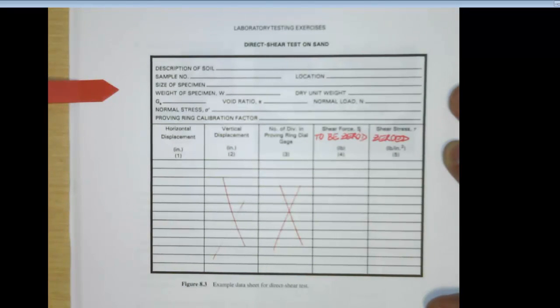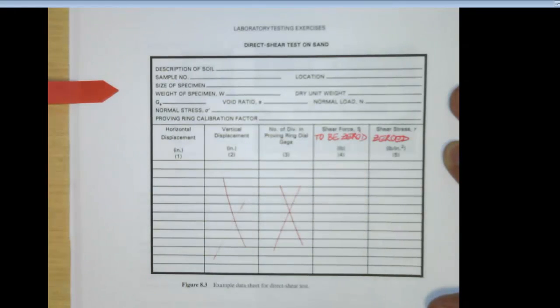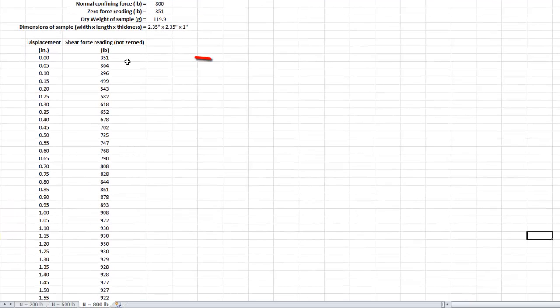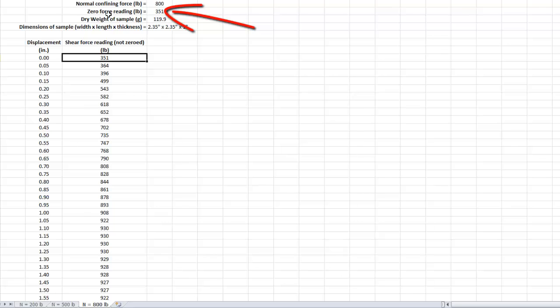A few things to note. The very first one, which is a very important one, the shear force that's required to be inputted here for the purposes of calculating the shear stress, well, this shear force needs to be zeroed. Do you remember? The data that I provided to you doesn't start at 0 for zero displacement. It starts at some value, which means that you have to subtract the 0 force reading from all of these values to get the actual 0 force. So the first tip to note is make sure you zero the shear force.